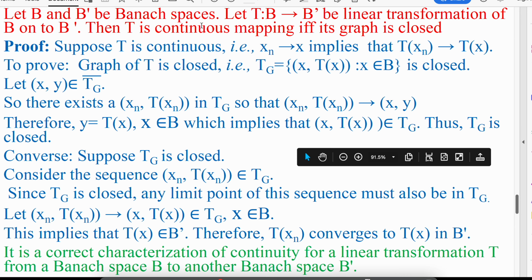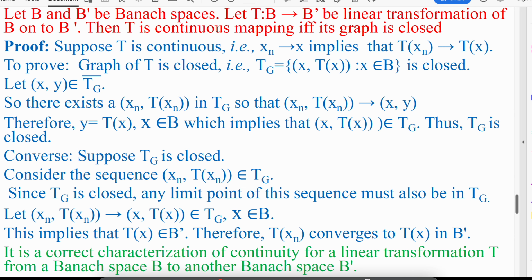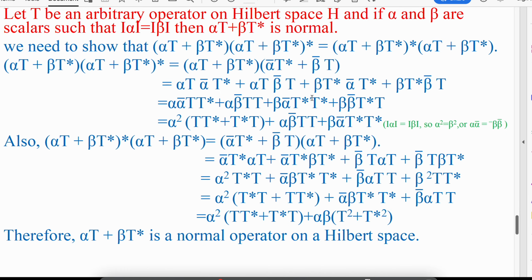And this result, which states that a linear transformation of B onto B dash is a continuous mapping if and only if its graph is closed, is a characterization of continuity for a linear transformation T from a Banach space B into another Banach space B dash.